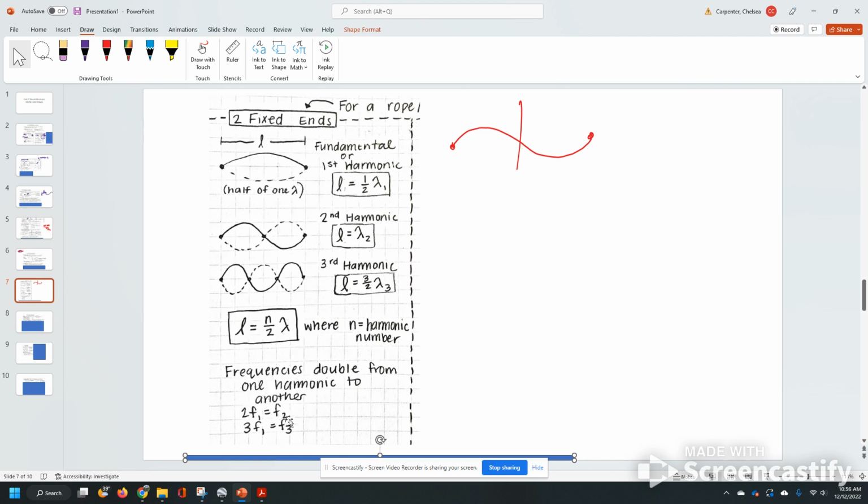The frequencies double from one harmonic to another. So as we move up, the frequencies are doubling.